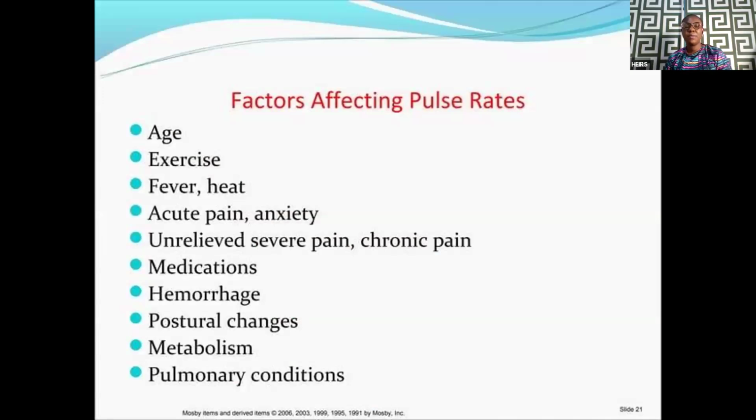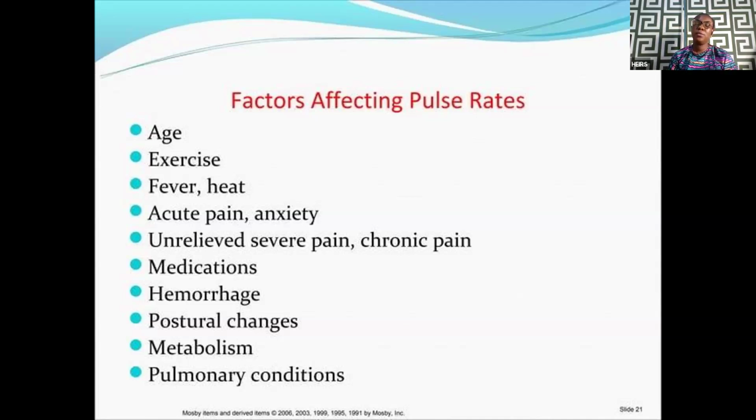So then what are the factors that may affect a patient's pulse rate? Age is one of such factors. Younger persons usually will have a faster pulse rate. Exercise is another. So if your elderly patient has just returned from an exercise and you find that the pulse rate is 110, there may be no cause for alarm yet. You may just need the person to rest and repeat it in like 10 to 15 minutes and see if it has come back to normal.